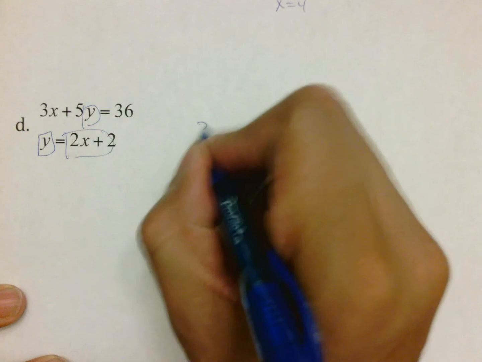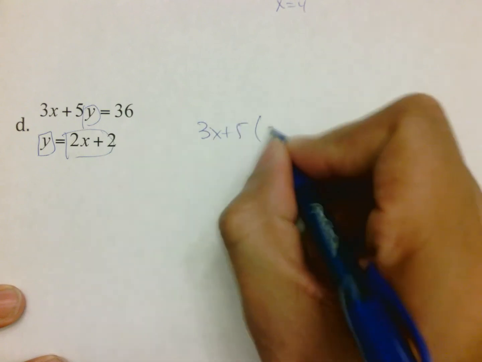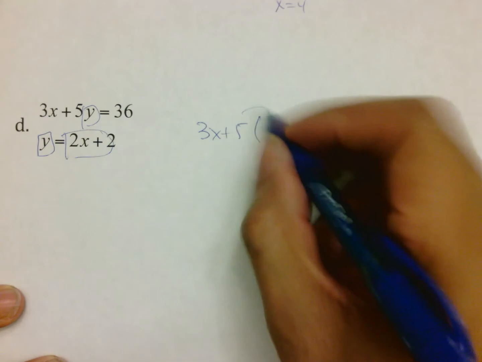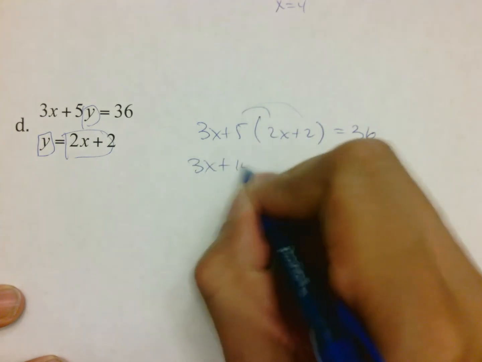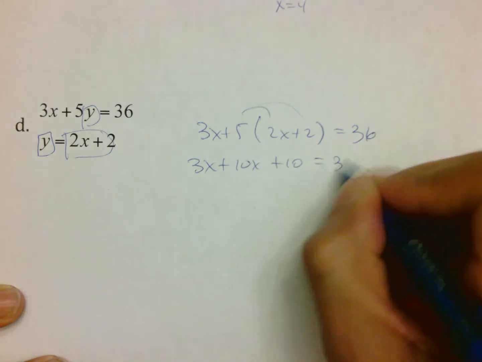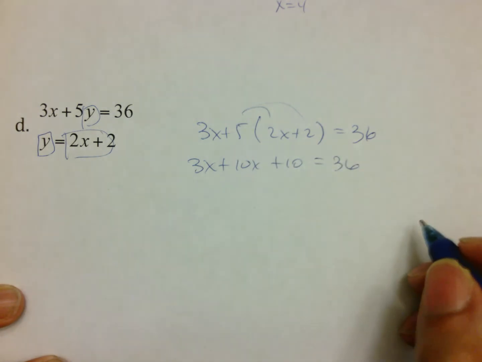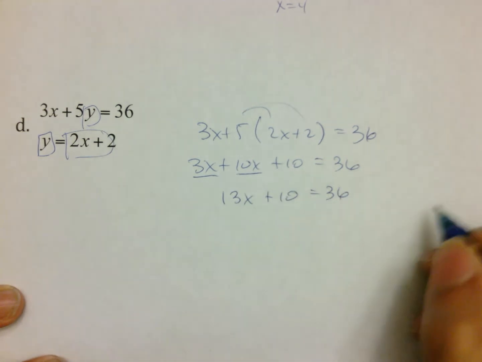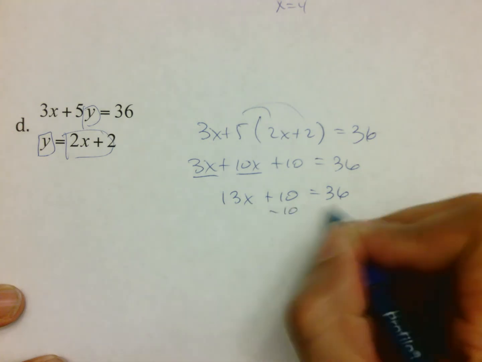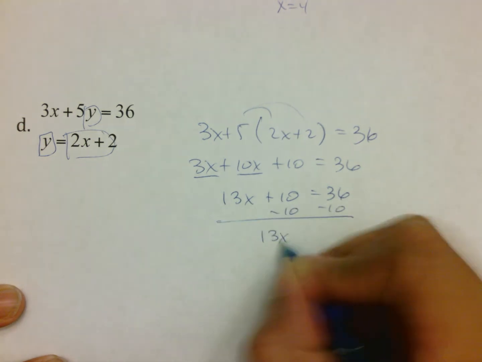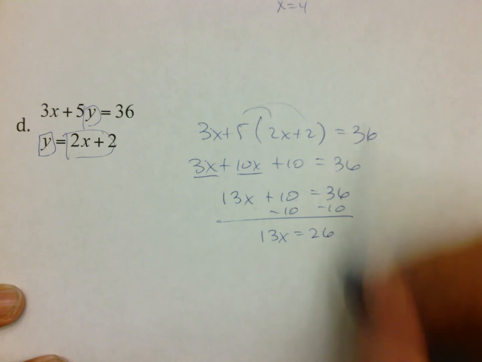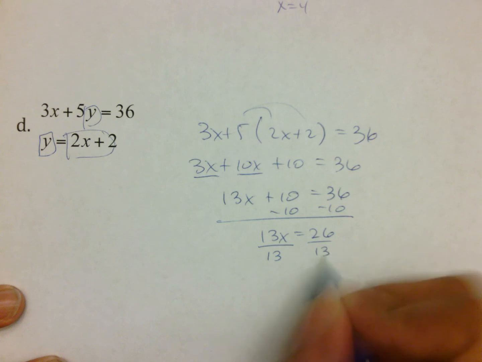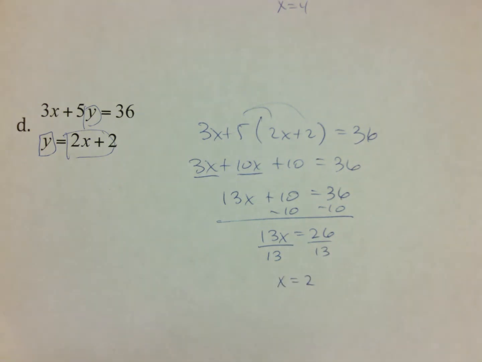And again, all we're going to do is bring down our 3x plus 5, turn our y into 2x plus 2 equals 36. You then distribute your 5 and bring down 3x plus 10x plus 10 equals 36. You then put your 3x and 10x together to make 13x plus 10 equals 36. You then move your 10, and again, I'm sorry I can't slow down, but this is just honestly very straightforward. And again, any issues you have, please raise your hand, have me come over there and talk to you about it so I can try to help you get to where you need to be.